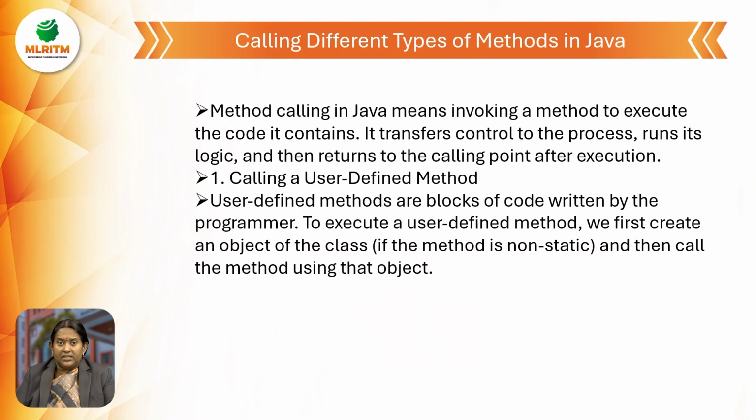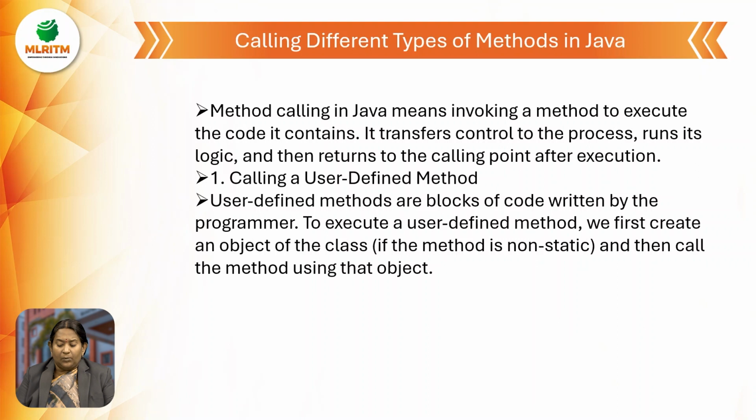Calling different types of methods in Java. Method calling in Java means invoking a method to execute the code it contains. It transfers control to the method, runs its logic, and then returns to the calling point. Whenever we are calling a particular method of a particular class, first we have to create an object for that class, and using that object, we will call the particular method. Whenever a method is called, the pointer will go to the particular location of the method and execute the code inside it, and after that it will come back to the original position in the main method.